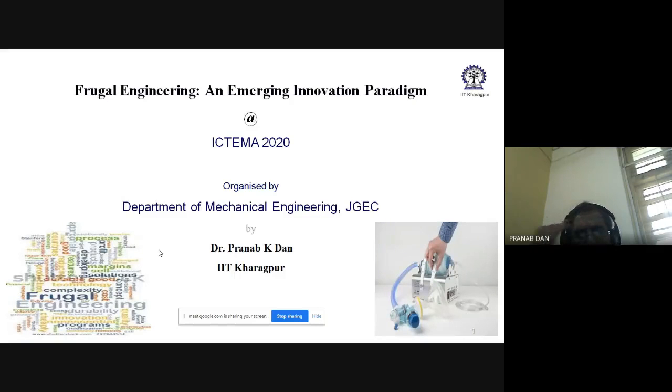So what I was telling is that we did a quick research and found from there that, if we go to Google Scholar, the number of articles that were published in 2009 on frugal innovation or frugal engineering were just 40. The same has gone up in 2019 to 640. That means a 16 times increase.